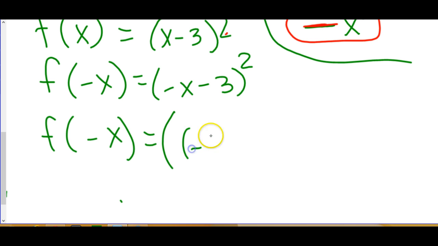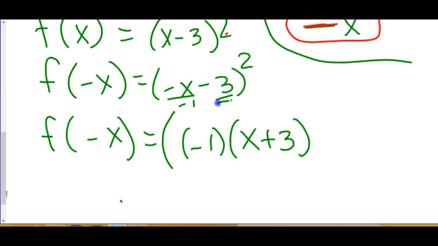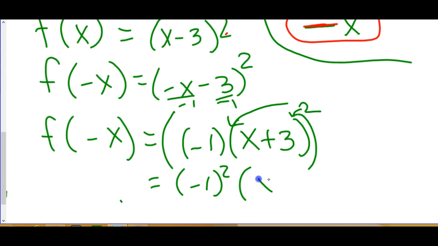So inside I could factor out a negative 1, which gives me x plus 3. Both of those divide by negative 1. It's x plus 3, all squared. We can distribute the squared to each of them. So we have negative 1 squared times x plus 3 squared, which would be, negative 1 squared is positive 1, so it would be x plus 3 squared.